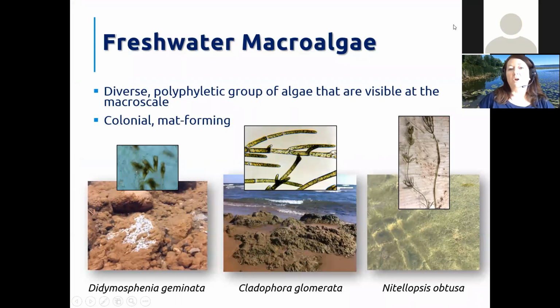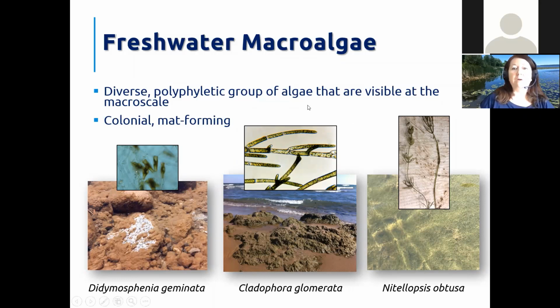So who are the freshwater macroalgae? Well, I've pinpointed kind of the three main contenders for blooming macroalgal species. So Didymosphenia geminata, Cladophora glomerata, and Nitellopsis obtusa, which I'll actually spend the second half of my talk focusing on because it's a relatively new invasive species in the Great Lakes Basin.